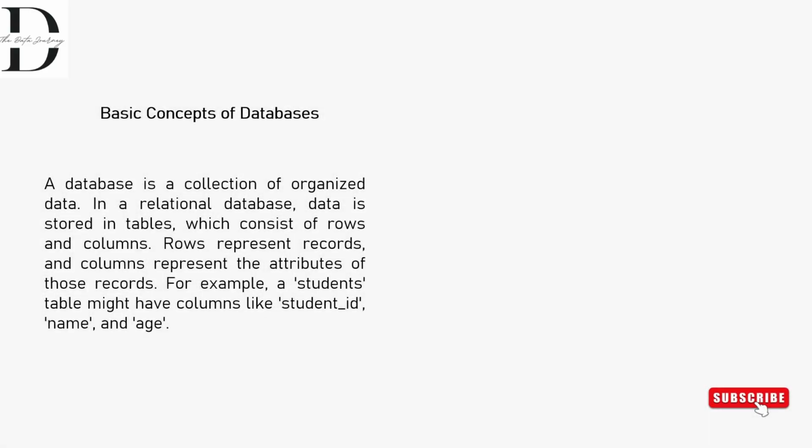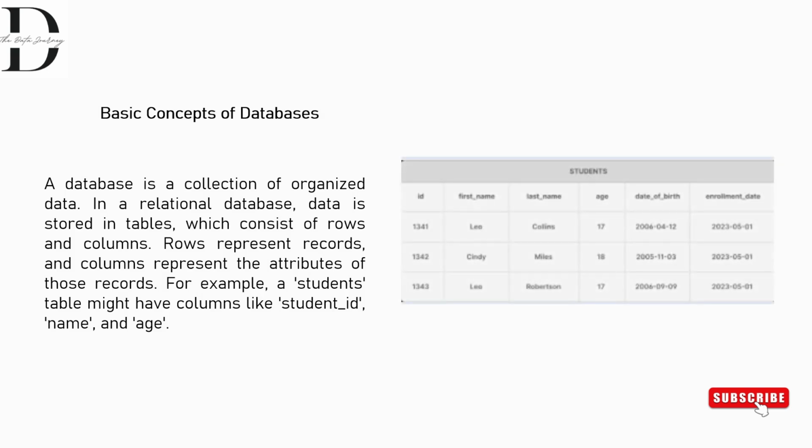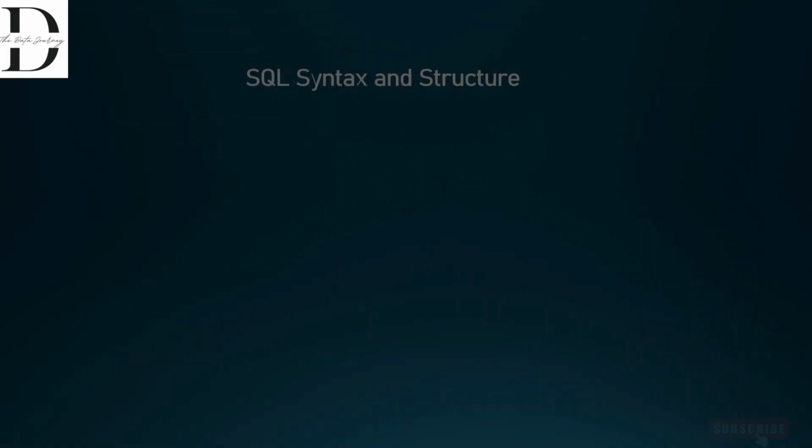Basic concepts of databases. A database is a collection of organized data. In a relational database, data is stored in tables, which consist of rows and columns. Rows represent records, and columns represent the attributes of those records. For example, a students table might have columns like student_ID, name, and age.